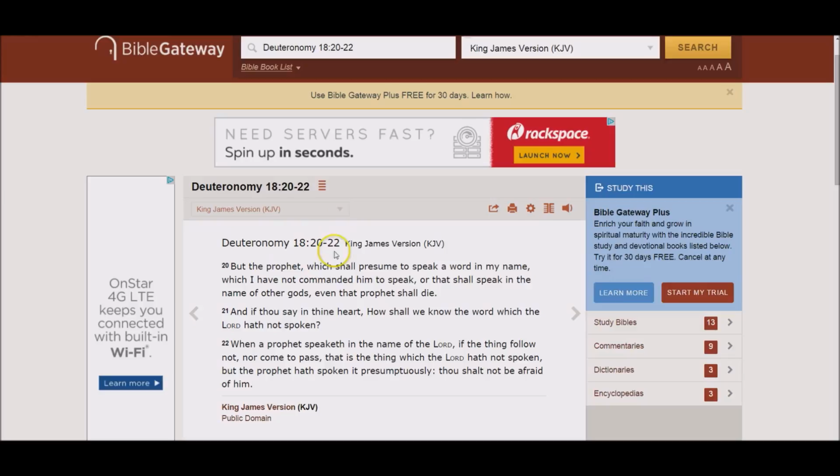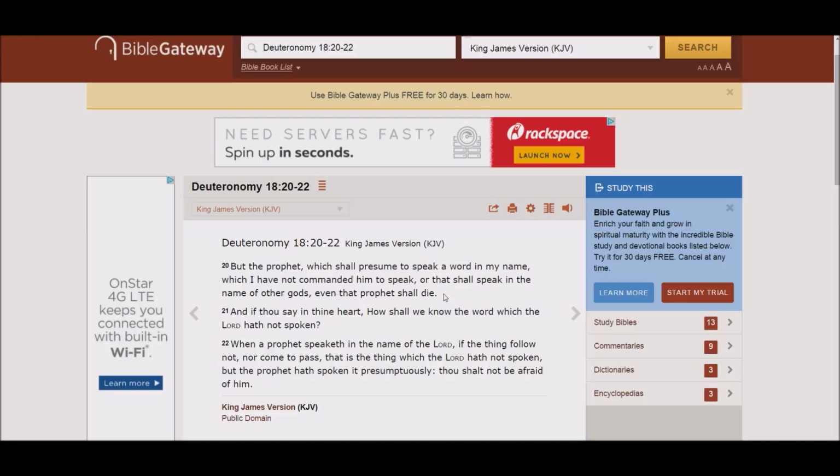But the prophet which shall presume to speak a word in my name, which I have not commanded him to speak, or that shall speak in the name of other gods, even that prophet shall die. Now keep in mind, the death was according to the laws that were given to the Israelites and how God wanted them to rule their nation. Obviously, this doesn't apply today, but it still shows the severity of false prophets and false prophecies.